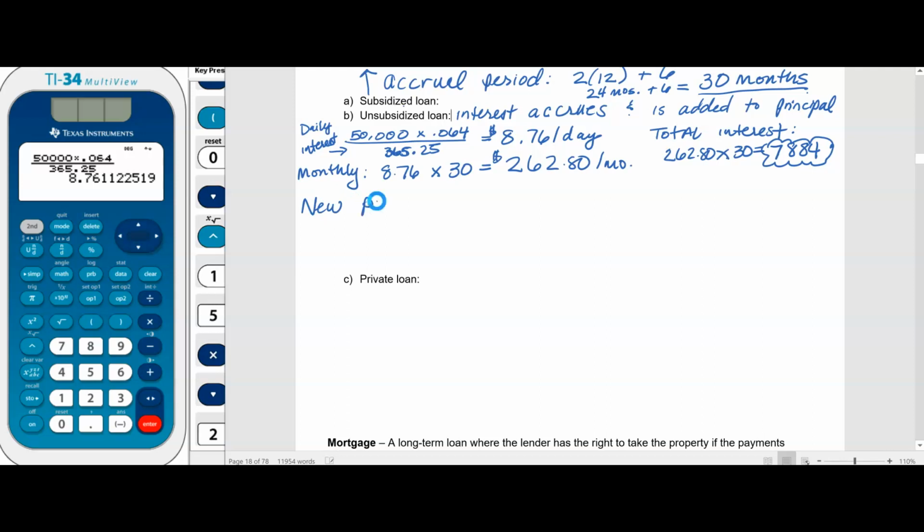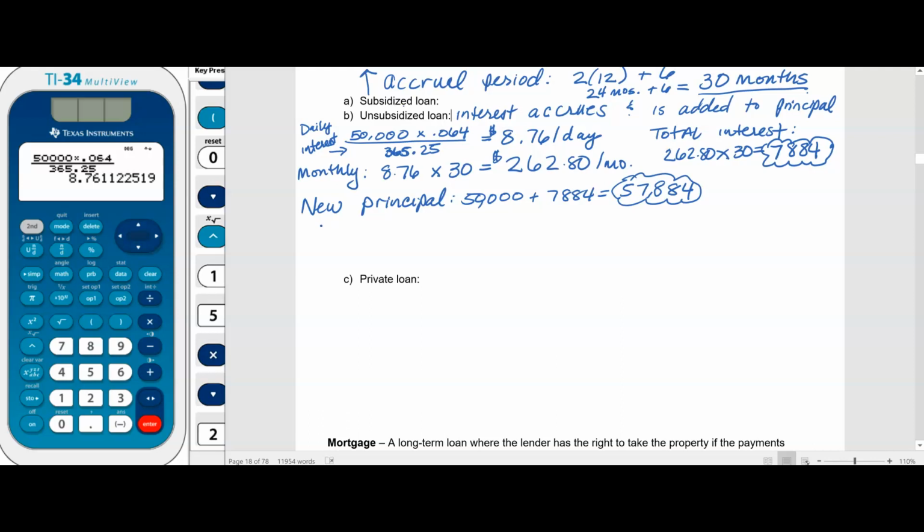So we are going to take that dollar amount and add it to $50,000. So new principal is going to be $50,000 plus $7,884. So I get $57,884. And that is what is going to go into that monthly payment calculator. So before the student even makes payments.